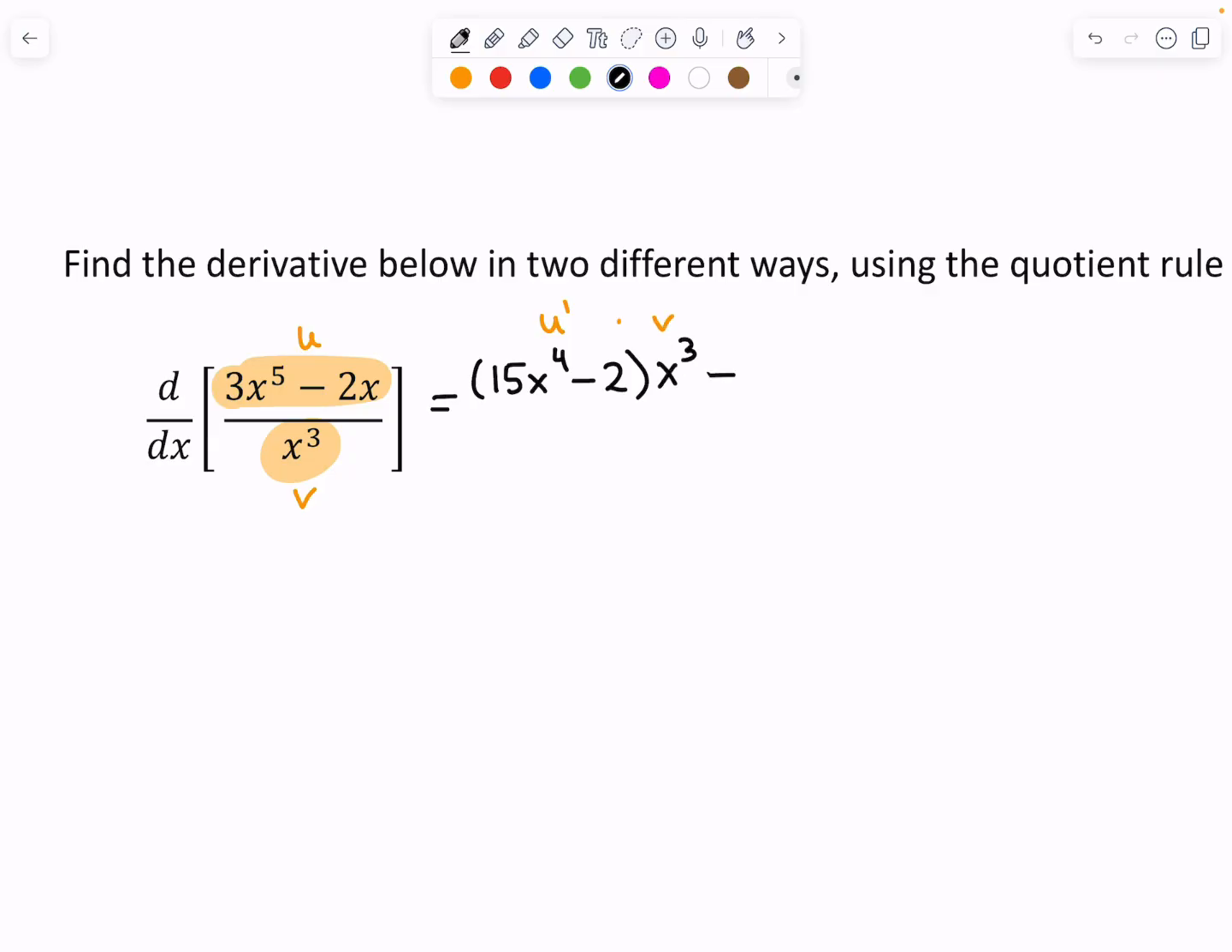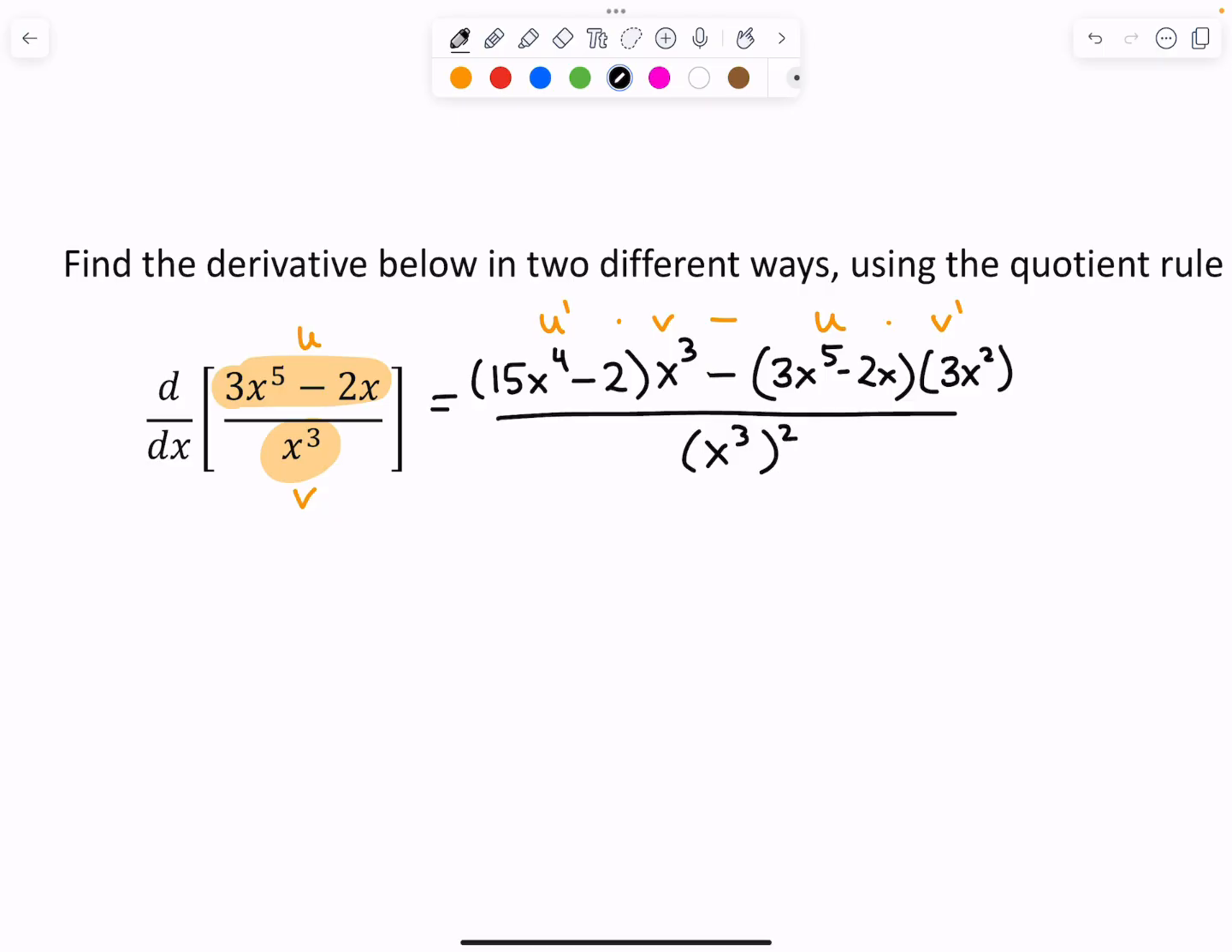And now we subtract, and we write down u undifferentiated times v prime. And the derivative of v using the power rule is 3x squared. And then all of this is over the denominator squared. Okay, now we have some algebra to do.